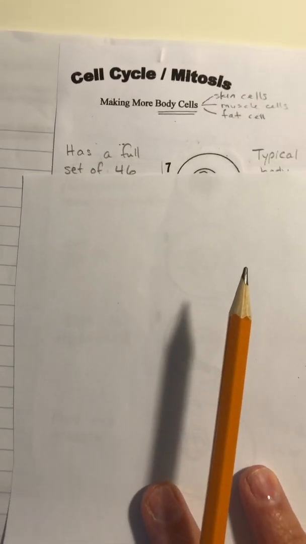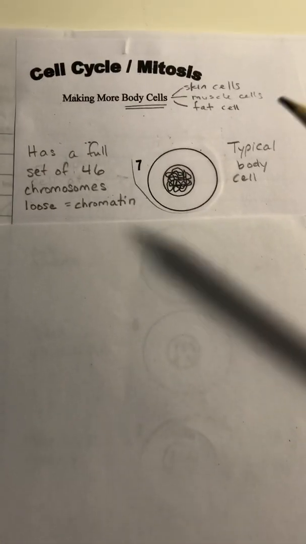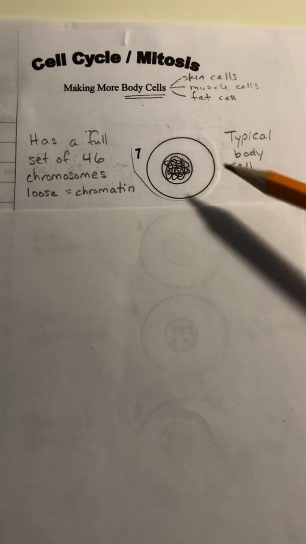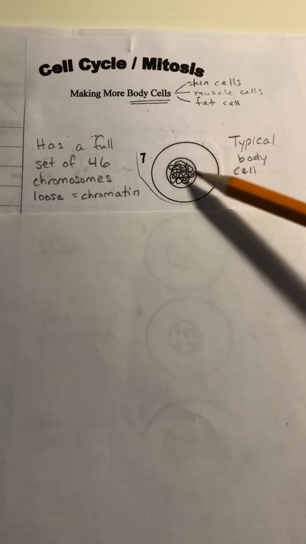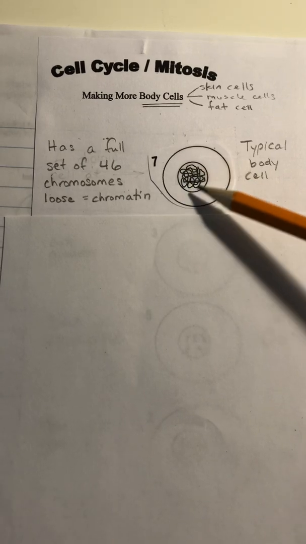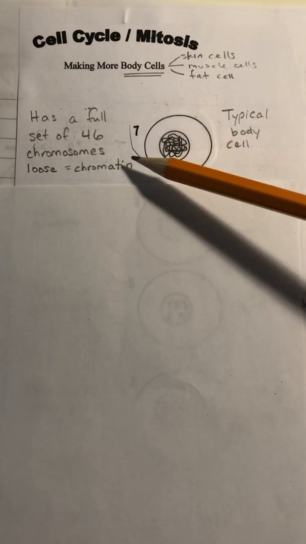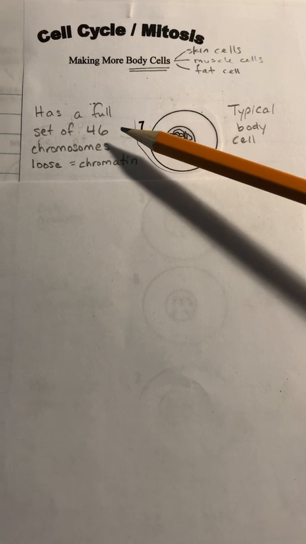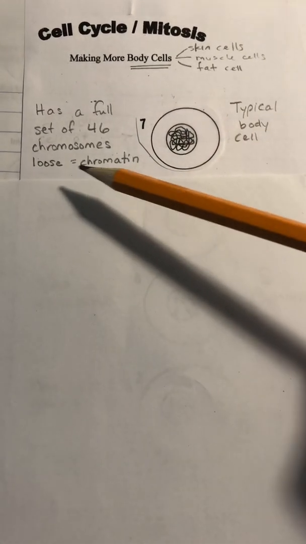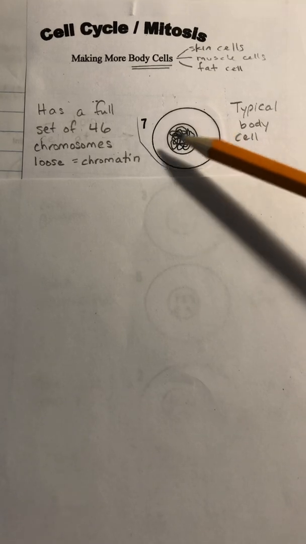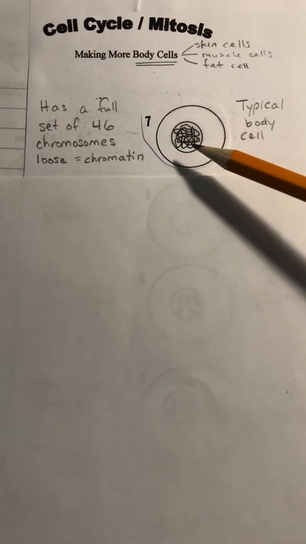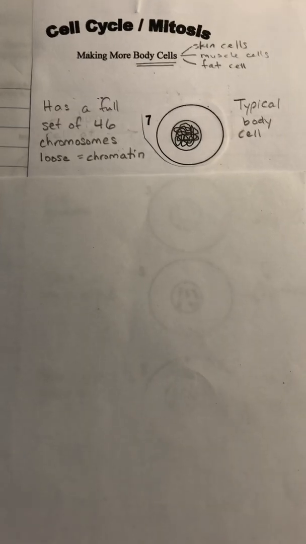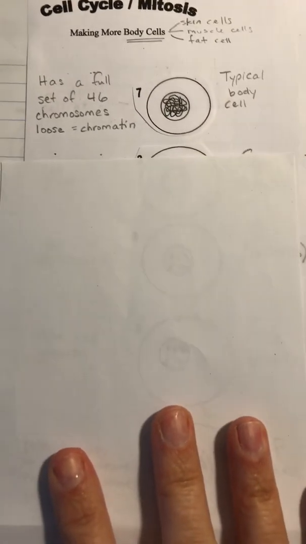The first step is going to be step number 7. This is just a typical cell, regular body cell. You can see its cell membrane, its nucleus has got loose DNA. This is going to be specifically for humans. We're going to talk about human cell cycle and mitosis. So next to this cell number 7, you're going to write that it has a full set of 46 chromosomes, and they're loose in the nucleus. When they're loose in the nucleus and they look like spaghetti noodles, we call it chromatin. Okay, and then we'll see the first true step of cell division.